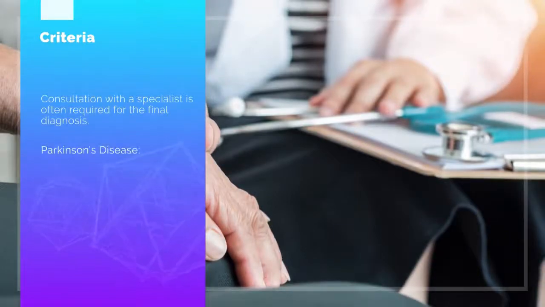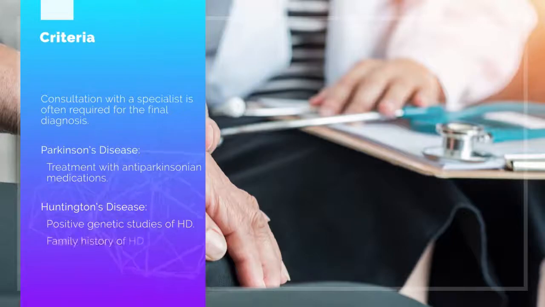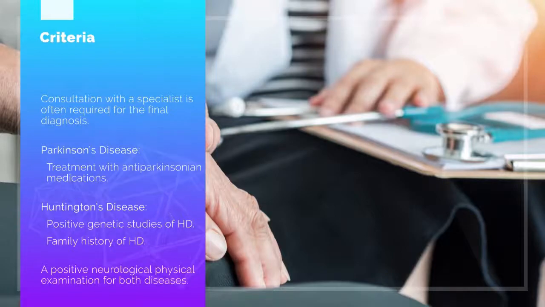The criteria for the final diagnosis of both Huntington's and Parkinson's disease require consultation with a specialist, treatment with anti-Parkinsonian medications in case of Parkinson's, and a positive genetic study in case of Huntington's. The family history is also considered in case of HD. And lastly, a positive neurological physical examination for both diseases is conducted for the diagnosis.